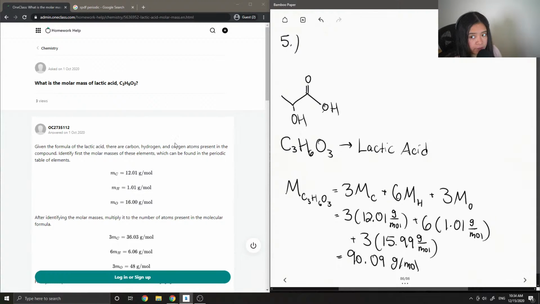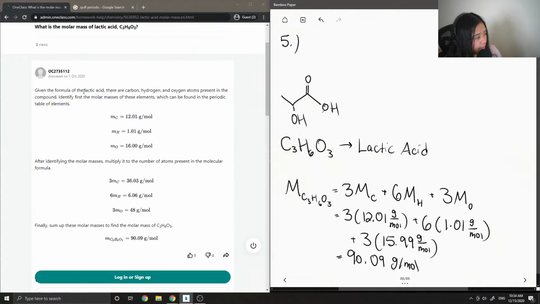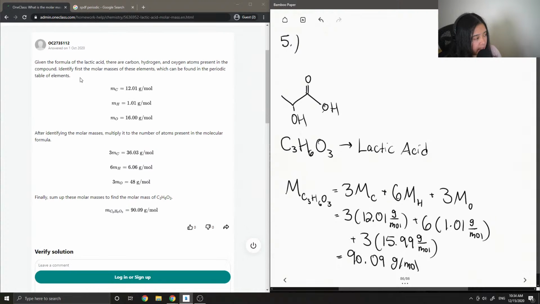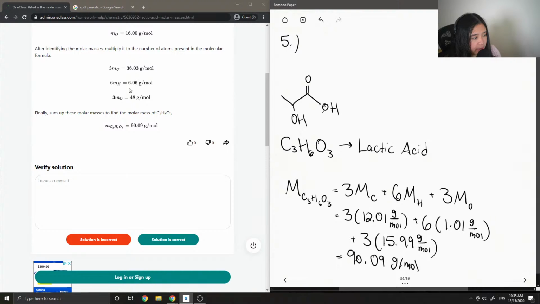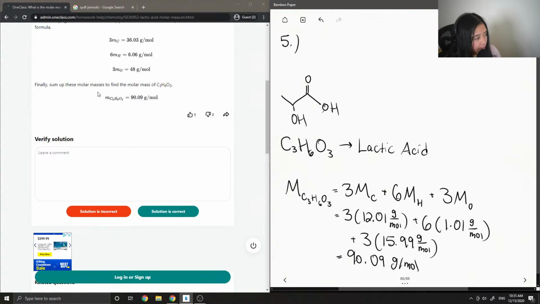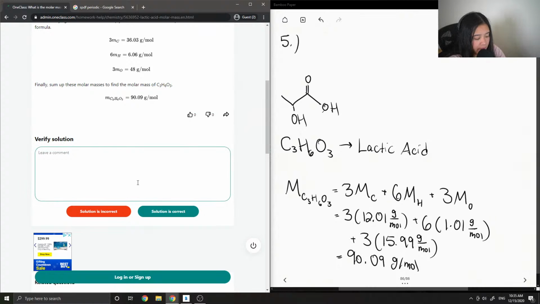Okay, so let's see what the junior tutor said. Given the formula of lactic acid, there are carbon, hydrogen, and oxygen atoms present in the compound. Identify first the molar masses of these elements, which can be found on the periodic table. Okay, so then they multiplied these different molar masses by how many atoms were present in lactic acid, and then they summed it all up to get 90.09 grams per mole. So this solution is correct.